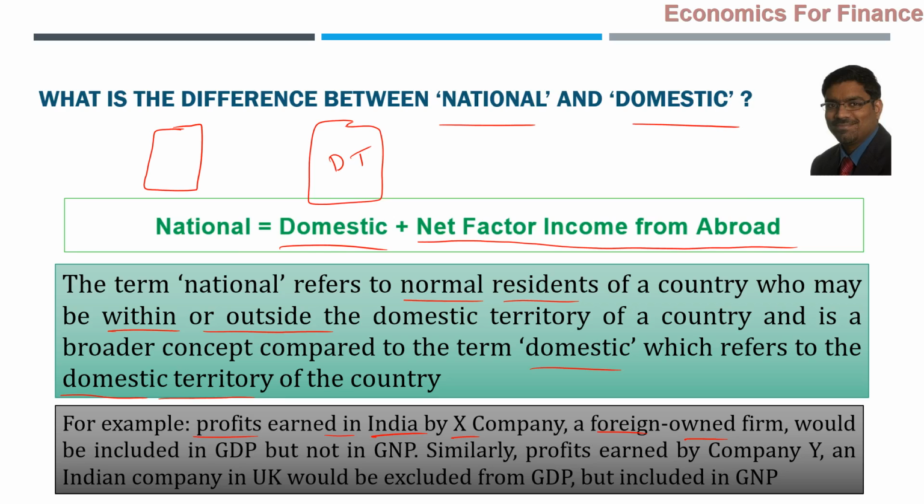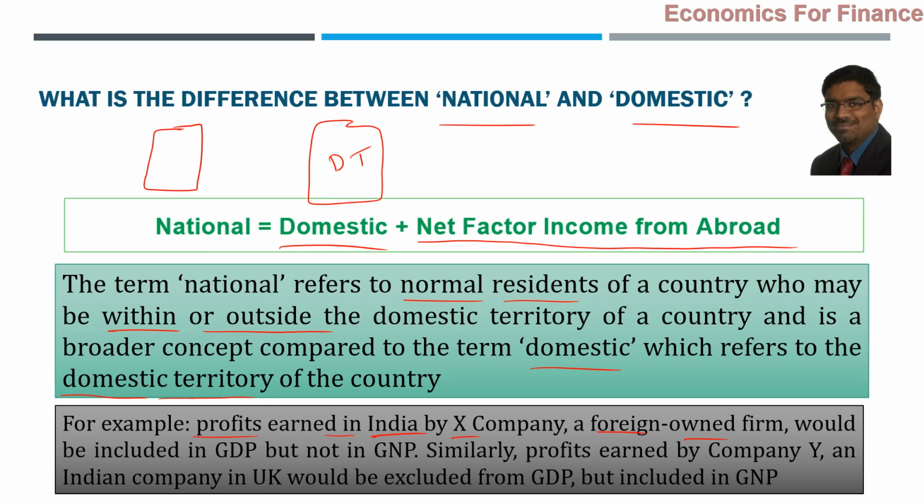Even though the profits are earned within the domestic territory, they are not earned by Indian nationals. It is not an Indian company. So here, they will not be included in GNP. Similarly, consider profits earned by company Y, an Indian company, in the UK. Let us say an Indian company has earned profits in another country like the UK. Would we include them in the computation of GDP? Answer is no, we will not. Why? Because it was not earned in the domestic territory of India. But would we include them in the computation of GNP? Yes, because that profit is earned by an Indian company.